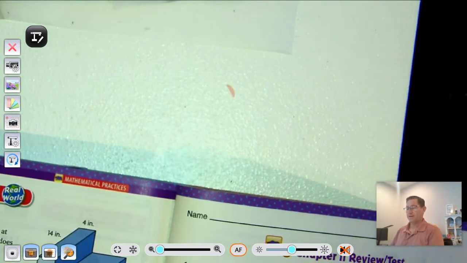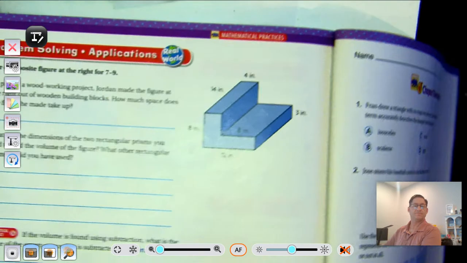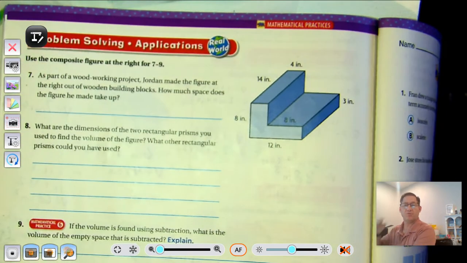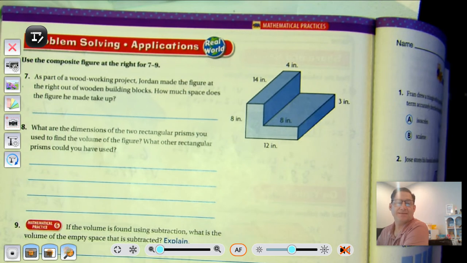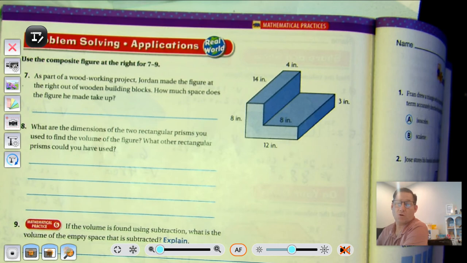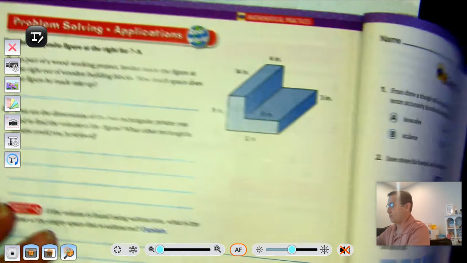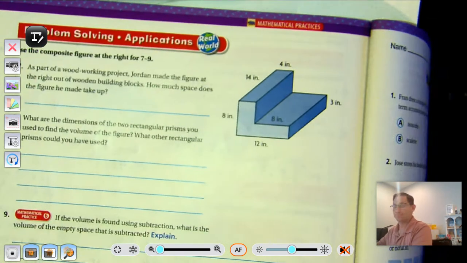All right, number 7. As part of a woodworking project, Jordan made the figure at the right out of wooden building blocks. How much space does the figure he made take up? All right. Well, so how do you want to divide this rectangular prism?